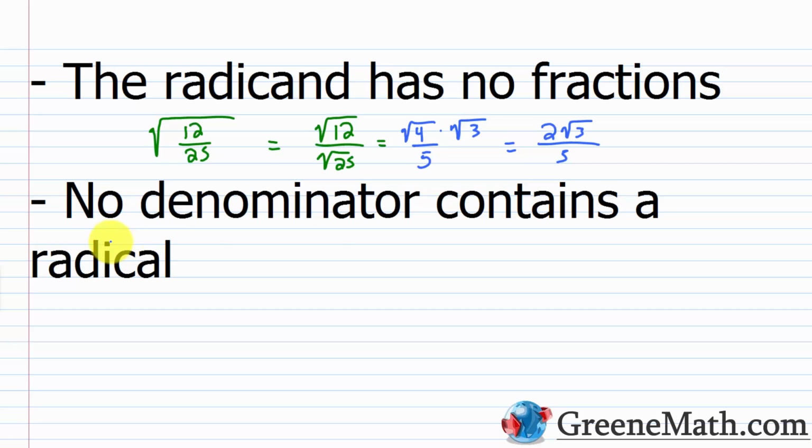Then the next item is the subject of today's lesson. We have no denominator contains a radical. So if I had something like, let's say, 4 over the square root of 2, we don't want a radical in the denominator. That's considered not simplified. So the process we use to clear a denominator of any radicals is known as rationalizing the denominator. And we'll talk about that just in a second.